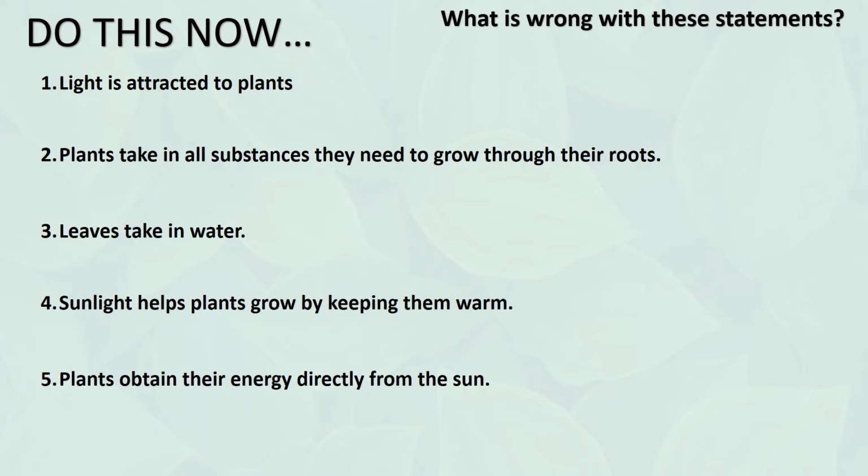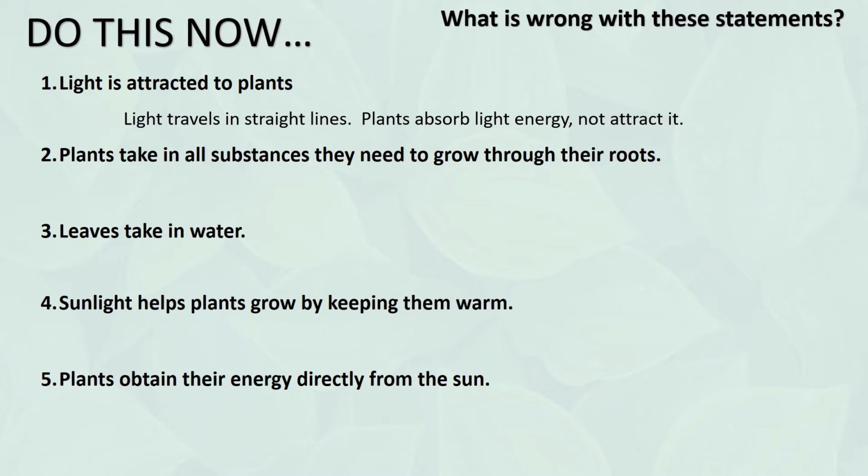Number 1, light is attracted to plants. Why is that wrong? Because light travels in straight lines, so it doesn't get attracted to something, it doesn't move towards something, it's just going in a straight line. And what we would say is that light is absorbed by plants, not that it's attracted to plants.